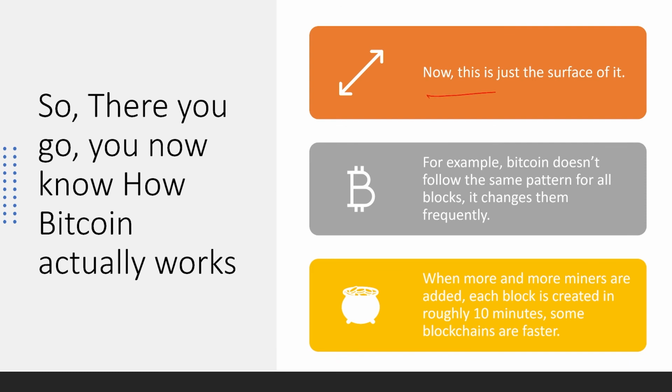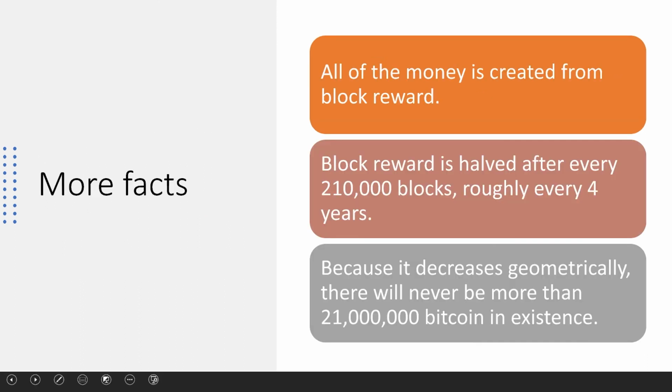But wait, this is not the entire thing. This is just the surface of it. This is just to understand it in very simple terms and not going into the depths of it. For example, Bitcoin doesn't follow a particular pattern of 30 zeros or even 60 zeros. It changes its pattern every few blocks. And when more and more miners are added, each block is created in roughly 10 minutes, and some other blockchains are definitely faster.